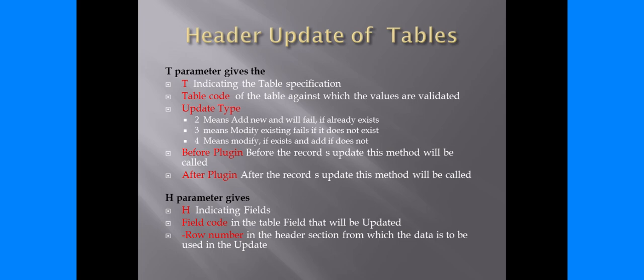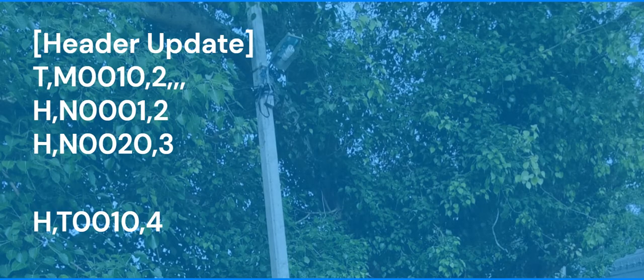Before table update plugin method. After table update plugin. H parameter will specify field code in the table to be updated. Row number in the header from which the field value is to be used. Column number will always be column B. In this example, table M0010 is updated adding new records using the field code and corresponding row number fields from Excel.